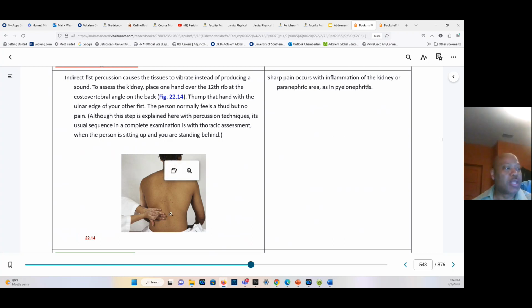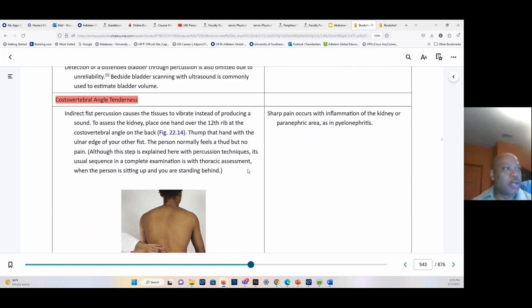They take the hand, they place it over the kidney, and they take the ulnar part of the hand, and they strike the hand. So that's more of an indirect way of assessing this patient for CVA tenderness. So just make sure you take a look at the corresponding side here where it says sharp pain occurs with inflammation of the kidney or nephric area as in pyelonephritis.